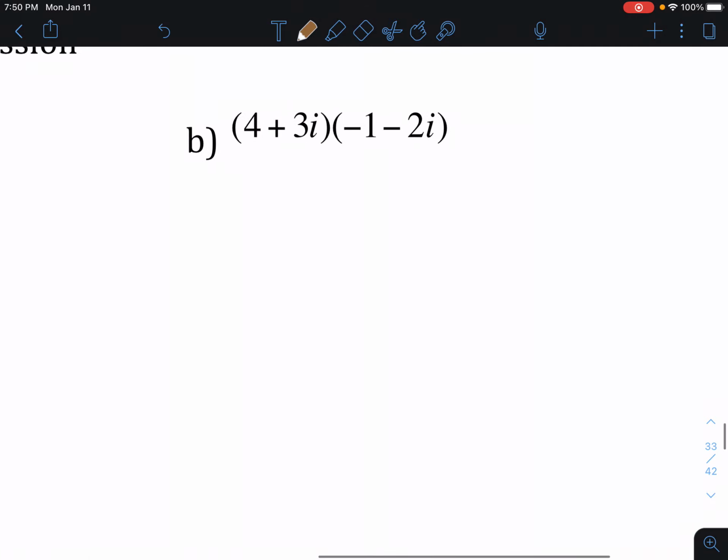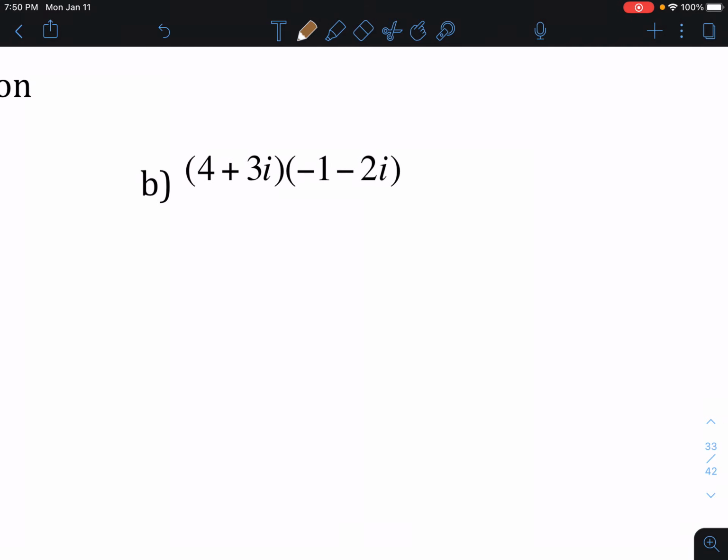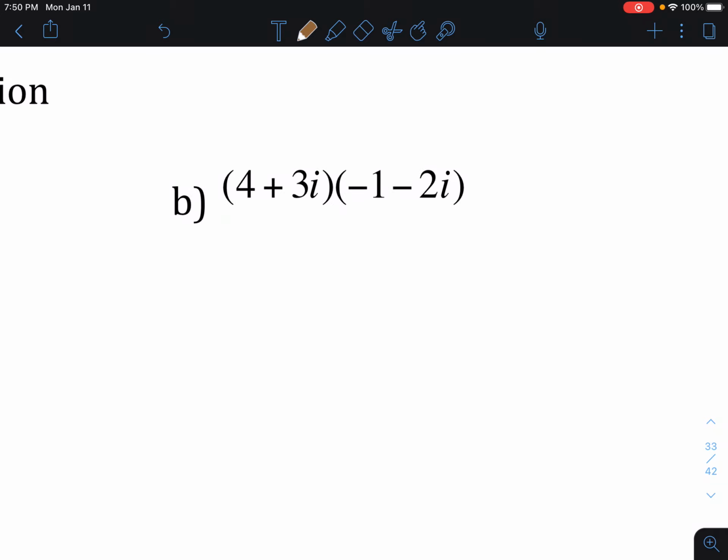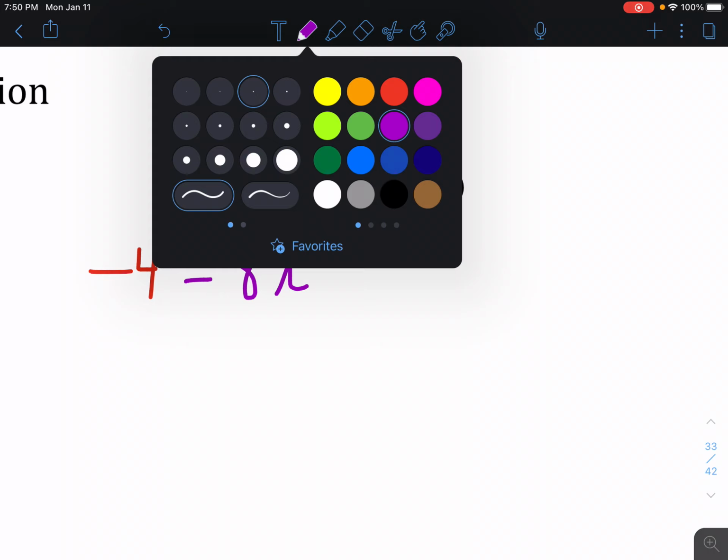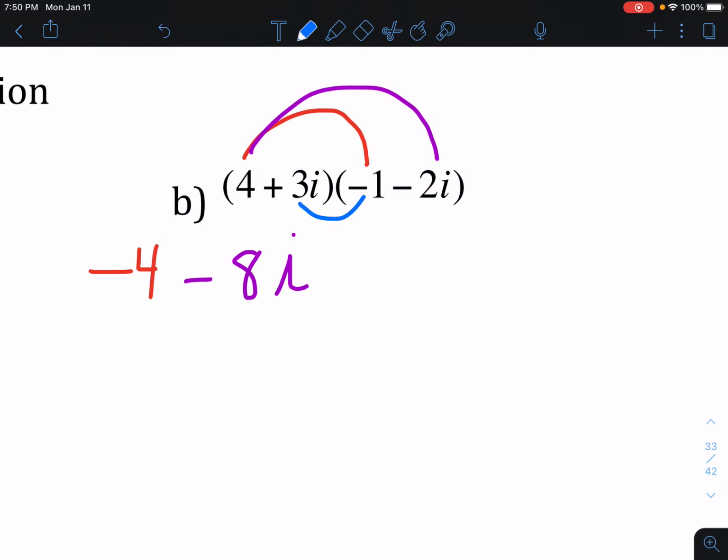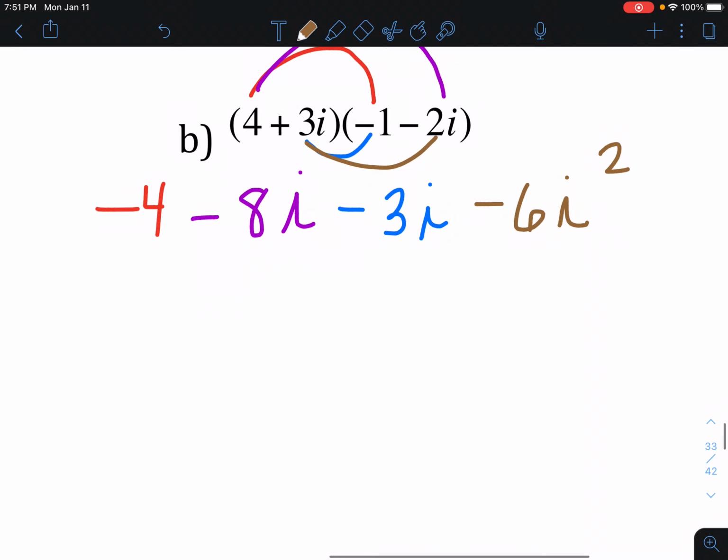Okay, let's try another one, letter B. We have a binomial times a binomial, so we are going to have to FOIL here. So first, outsides, insides, and last. So I multiplied my 4 times. Now I'm going to see about combining like terms.